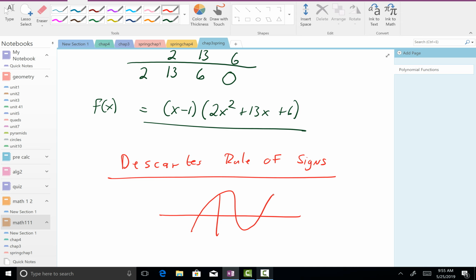But you know, years ago we didn't have that kind of technology. You just couldn't graph things. It just didn't happen. So people had to use this kind of stuff. But I'm not going to ask you to use Descartes' rule of signs. But it's in there.